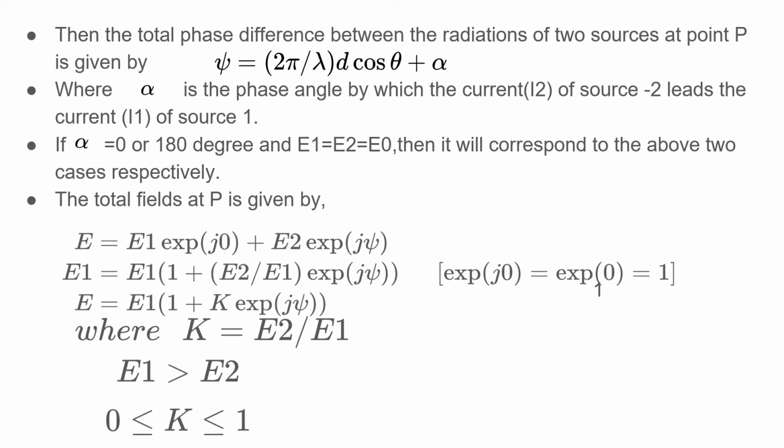You can take E1 common outside; e power j0, exponential of 0 is 1, so we get E1 into 1 plus E2 by E1 exponential j psi. K ranges between 0 to 1, and k is equal to the ratio of the fields, E2 by E1, and we have already assumed E1 is greater than E2.